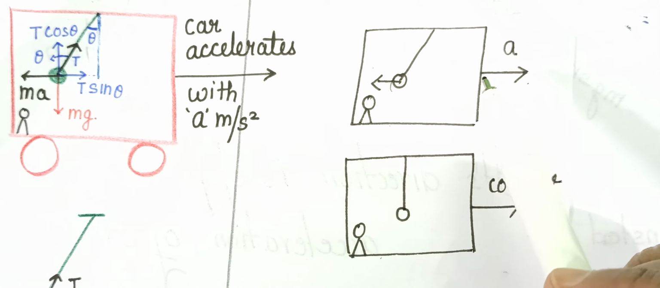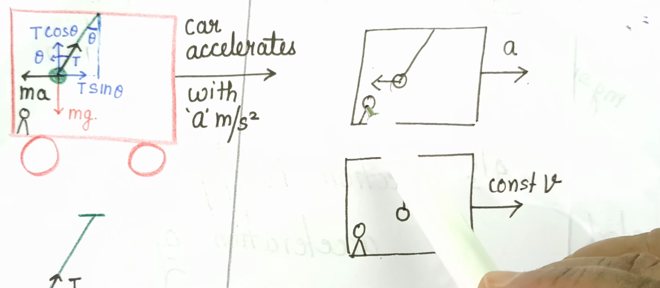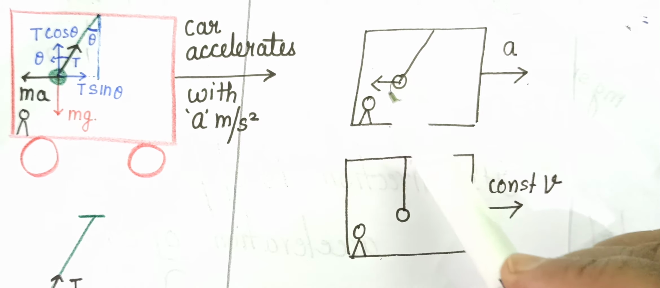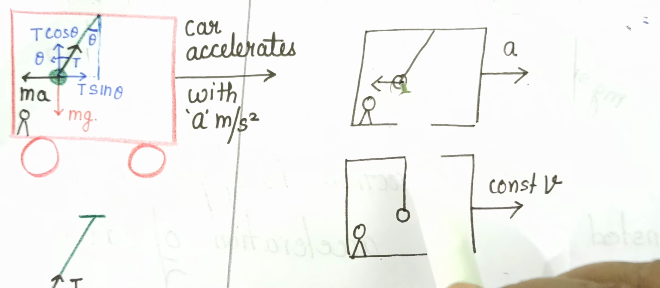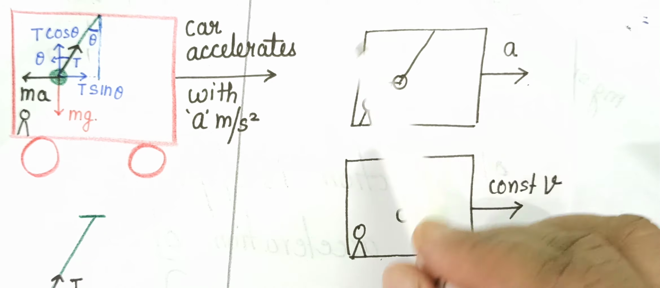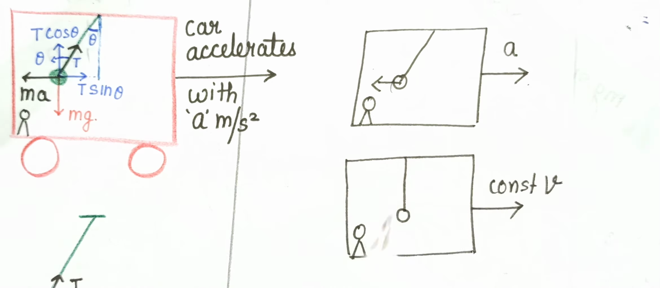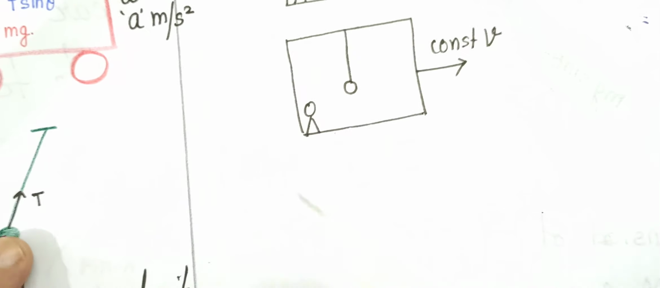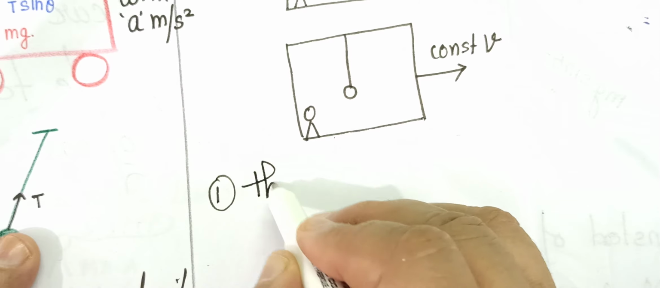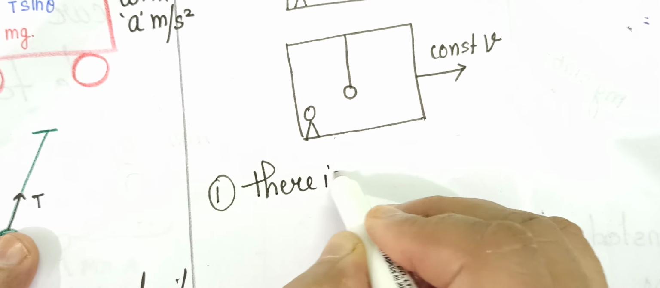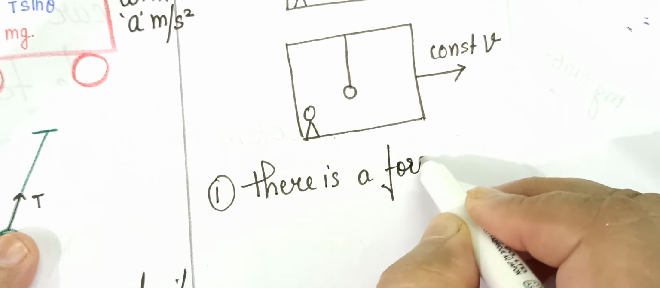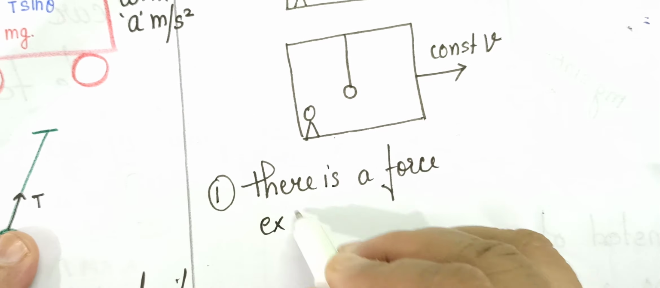And one more observation, that whatever force is experienced by the bob, that force is just opposite to the acceleration of the car. So let me summarize the 2 points. That Mr. A observes that there is a force experienced by the bob.